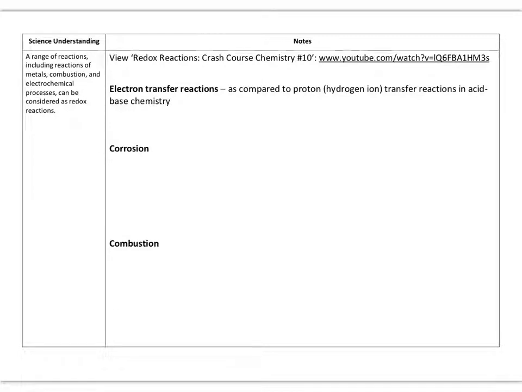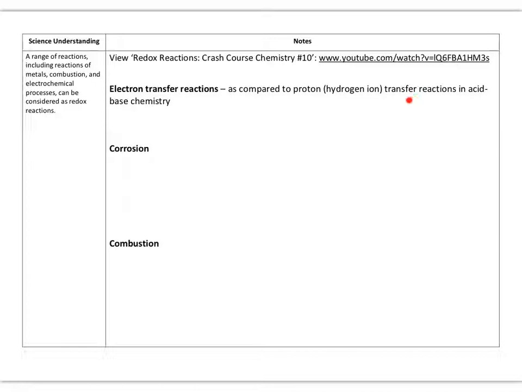So firstly, redox reactions, I would say, are better described as electron transfer reactions. They are all about things losing or gaining electrons. And in some ways we can compare them to the proton, which is basically a hydrogen ion. If you take a hydrogen atom and take away its electron, all you've got left is a proton.